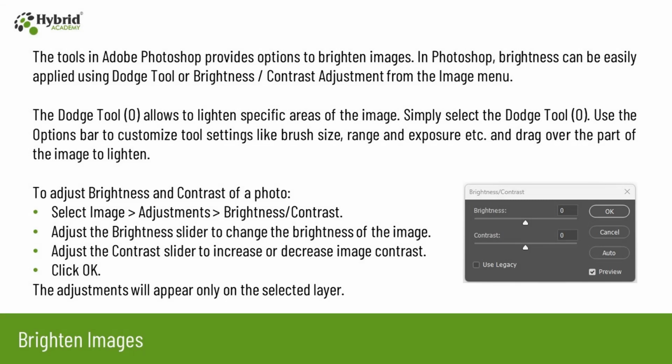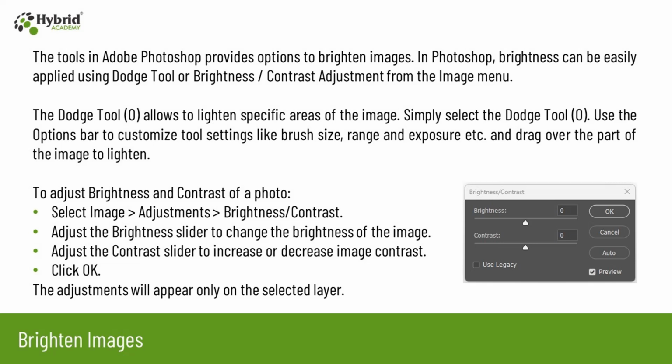The tools in Adobe Photoshop provide options to brighten images. In Photoshop, brightness can easily be applied using the dodge tool or brightness contrast adjustments from the image menu. The dodge tool with the shortcut key letter O allows you to lighten specific areas of an image. Simply select the dodge tool, use the options bar to customize the tool settings like brush size, range and exposure, etc., and drag over the part of the image to lighten.